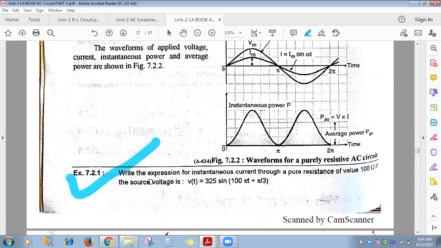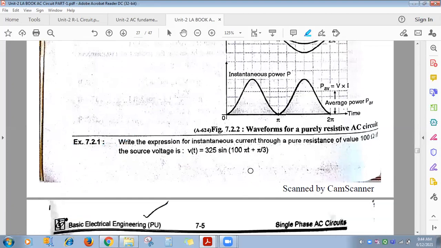See here, next. Write the expression for the instantaneous current through pure resistance of 100 ohm if the voltage source is this one. So which type of load is given to you? Capacitive? Inductive? That's why I told you to read the numerical carefully. Do not observe the waveforms. You have to read the numerical carefully. In core subjects or engineering, whenever a numerical is given, the important thing is to read it carefully and understand it. It is not capacitive or inductive type.